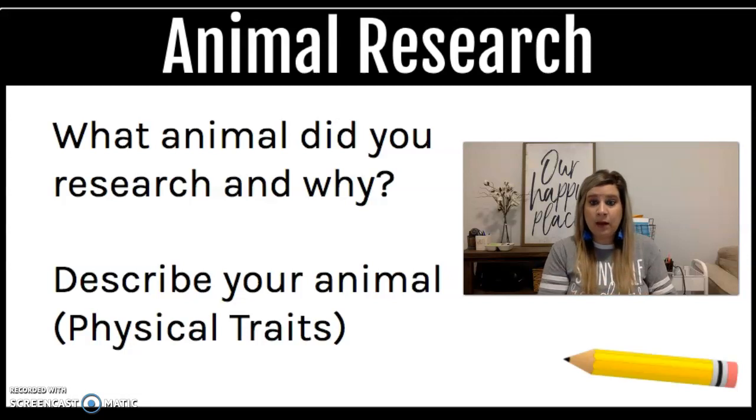That is going to be our introduction. And then the second part, describe your animal. That is going to essentially be the first paragraph or the body of your paper.